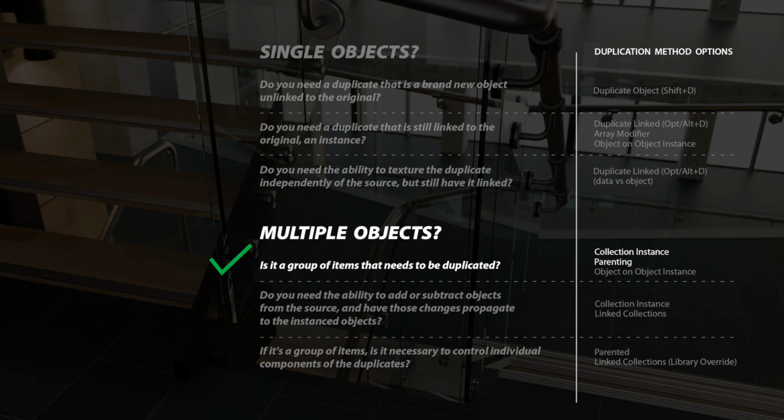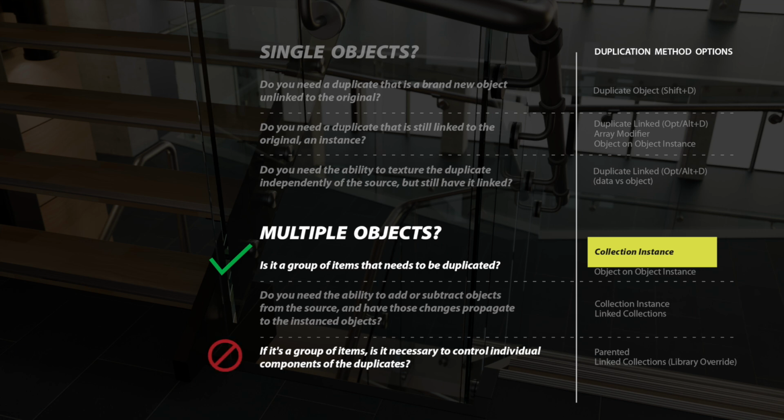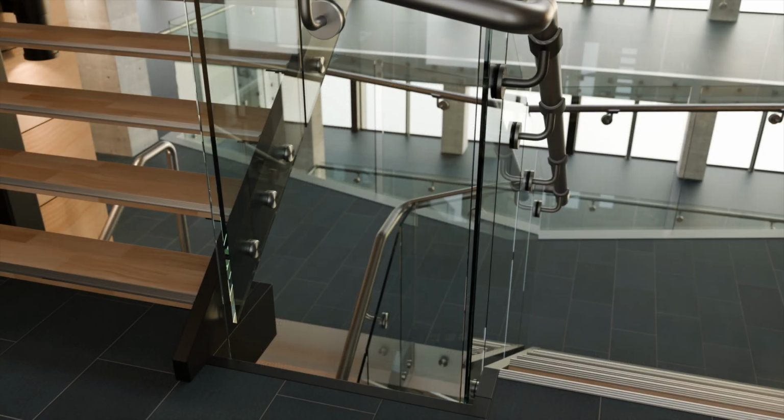We could use a parenting mechanism, meaning you parent one object or multiple objects to one object, and then you could make them behave as a group. I think using a collection instance is the best because we're not going to be doing anything else to it apart from duplicating it. We don't need to worry about accessing any of the individual components. We don't need to worry about texturing any of the individual components separately. It's a simple group that we're going to replicate. So a collection instance is the way that we want to go.